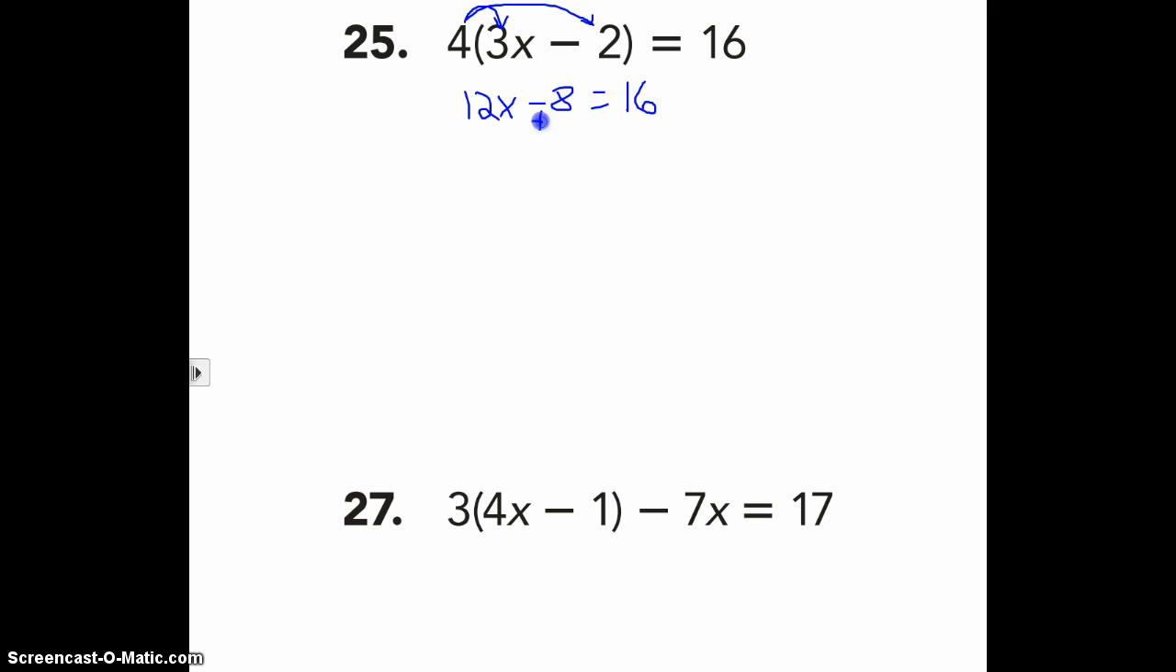I'm going to do my inverse operations and do the opposite and balance it out on the other side. So I add 8 to both sides. I end up with 24 on the right and 12x on the left. So you can see this is turning out to be just like we're used to. I use opposites and balance to solve the equation the rest of the way.